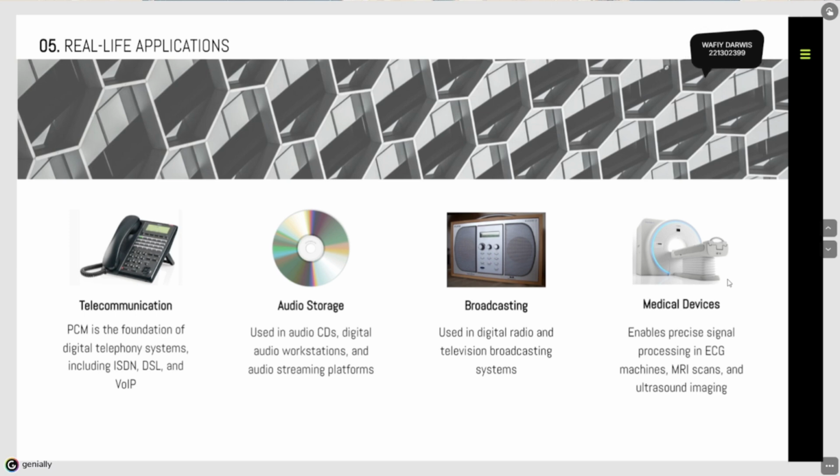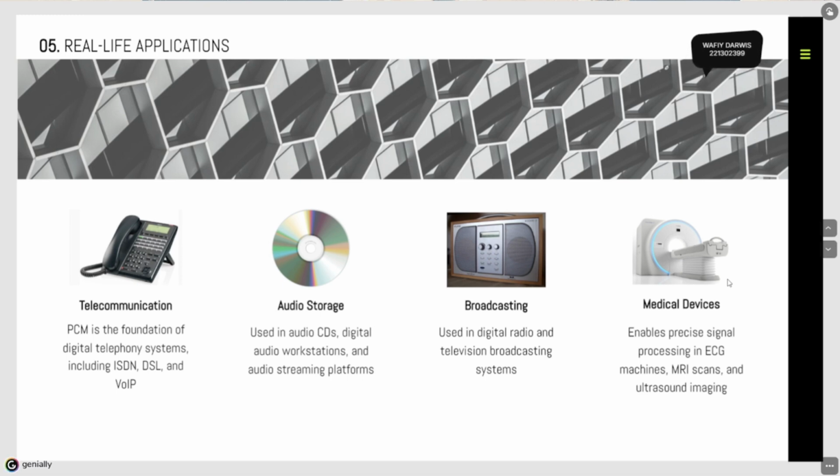Next is audio storage. PCM underpins the audio formats used in CDs, DVDs, and lossless digital audio. High quality audio in recording studios uses PCM for precise sound reproduction.